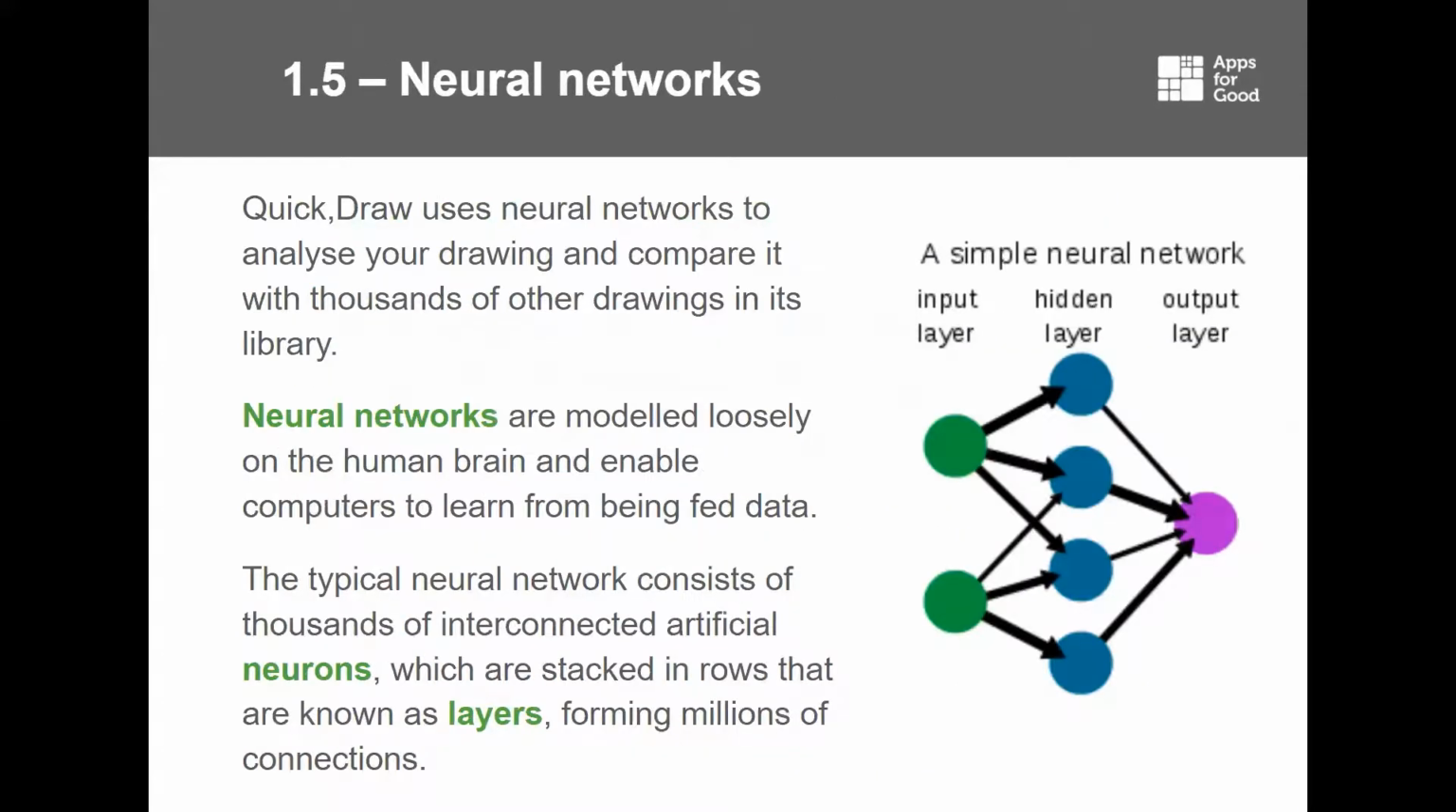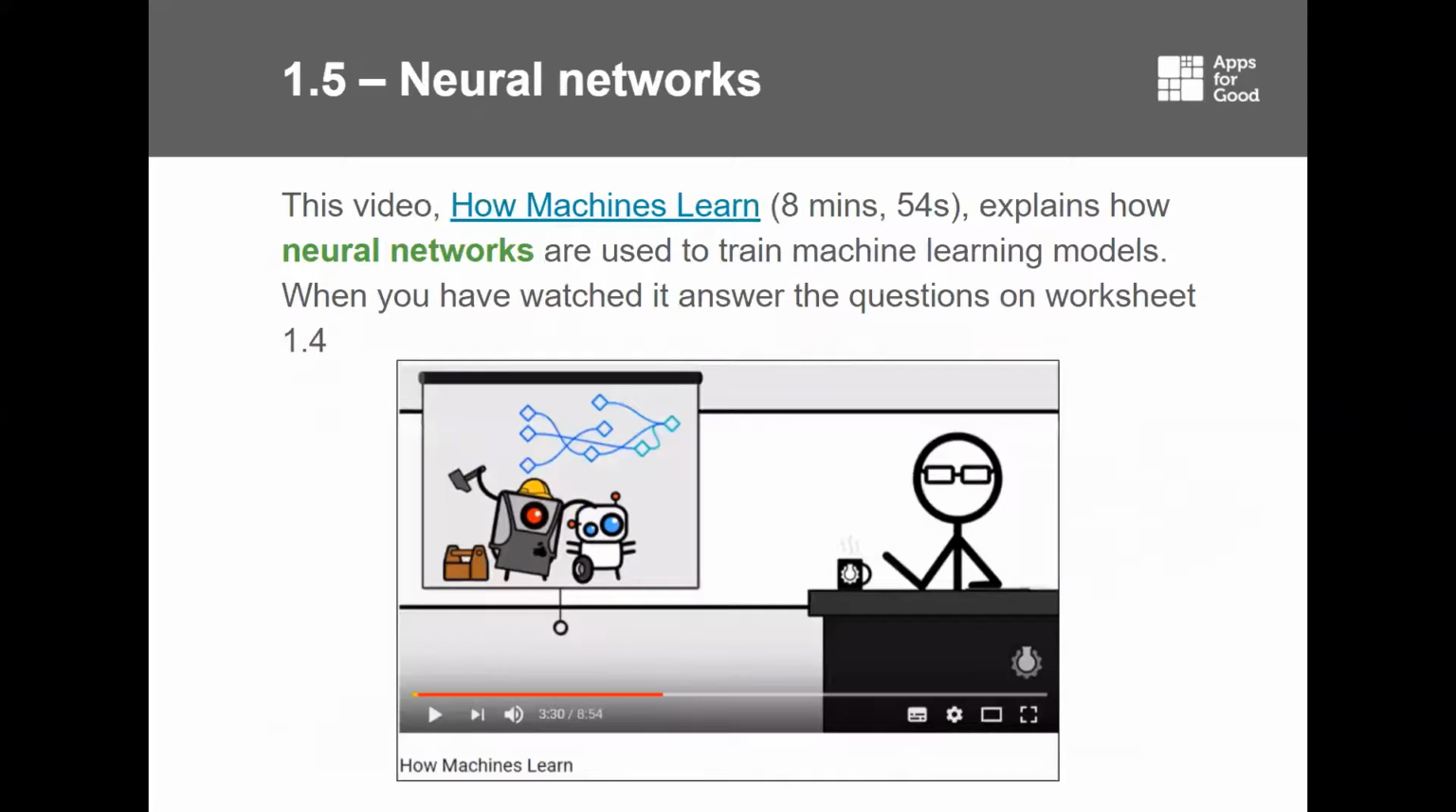So, how do computers learn to tell the difference between different images? They use something called neural networks, which are modelled on how the brain works. They consist of thousands of connections stacked in layers, which break down the information into smaller and smaller bits in order to analyse it. This sounds complicated, but the video on the next slide explains how it works. Once you've watched the video, answer the questions on worksheet 1.5 in your workbook.